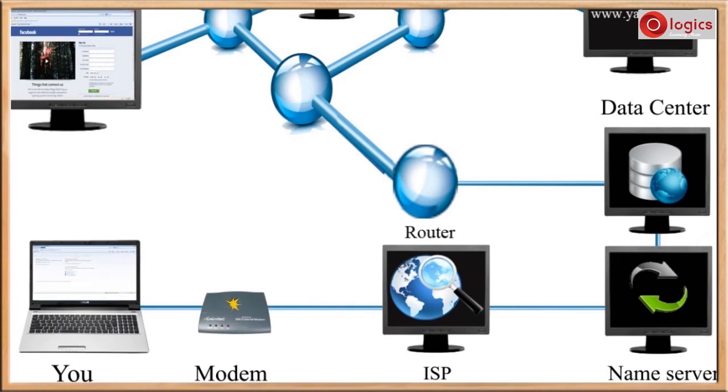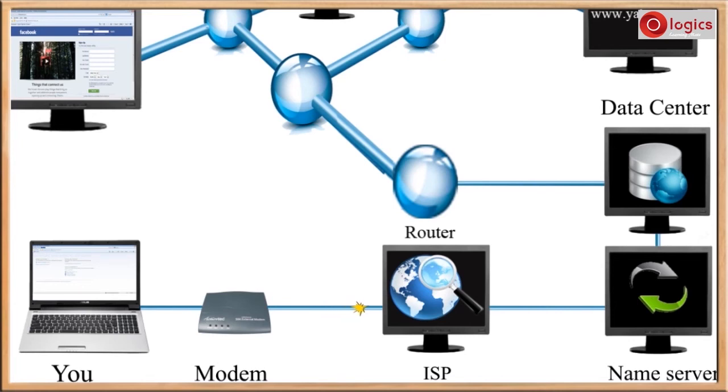Telephone cables are designed to carry analog signals only, whereas the computer is a digital machine, and it understands digital signals only. To solve this problem, modems are introduced. A modem converts the digital signal to an analog signal, and again the analog signal to a digital signal.